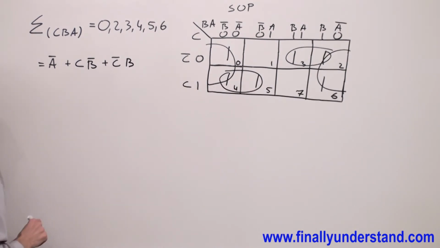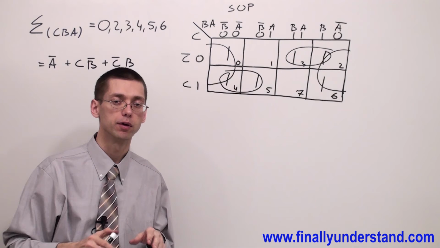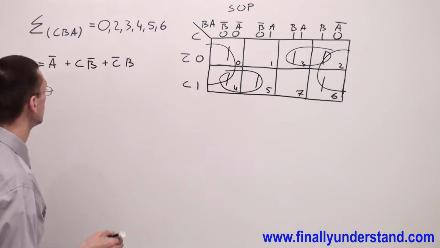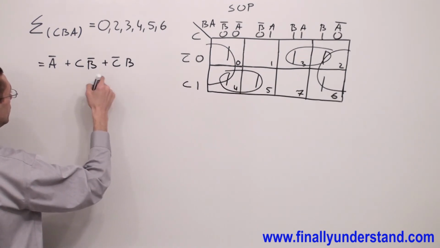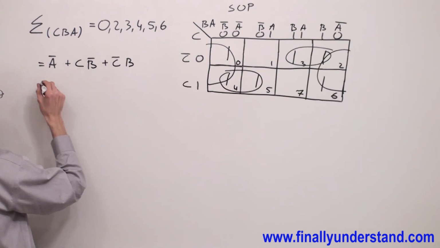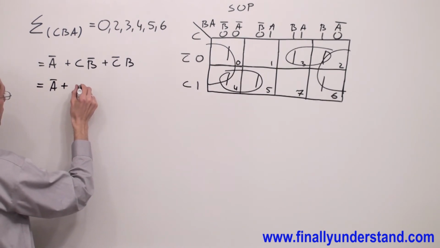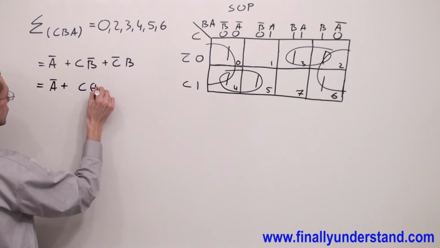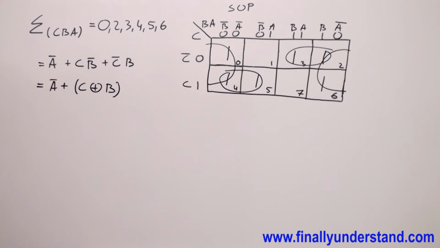Is it the simplest form of my answer? Not really, because I want to make sure that my circuit is going to contain the lowest amount of gates, okay? So this is not the lowest form. Please take a look at C B0 or C0 B. This is nothing else, just exclusive OR. That's why I'm going to rewrite this as A0 OR, and I have C exclusive OR B. And I can say this is the simplest form of my answer, and next I'm going to implement it.